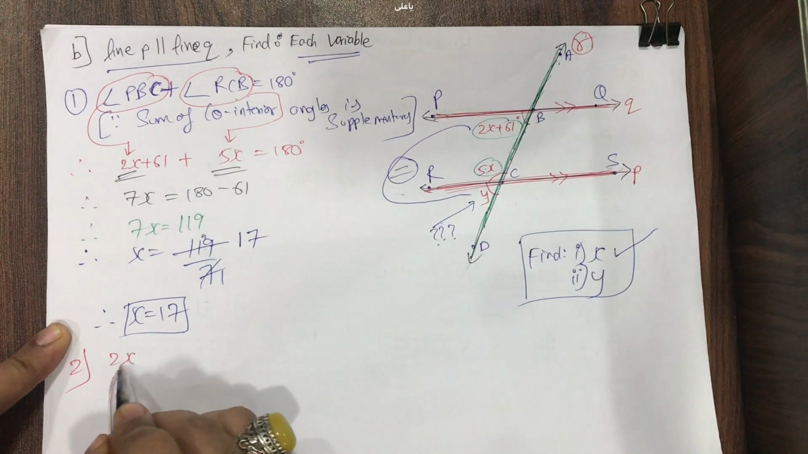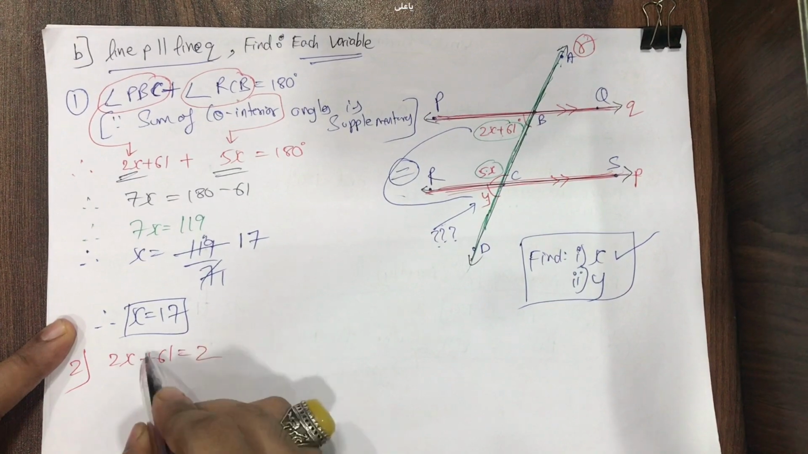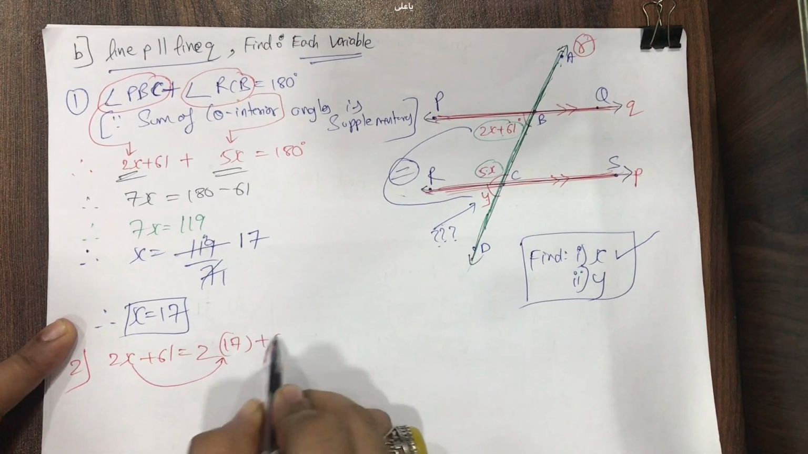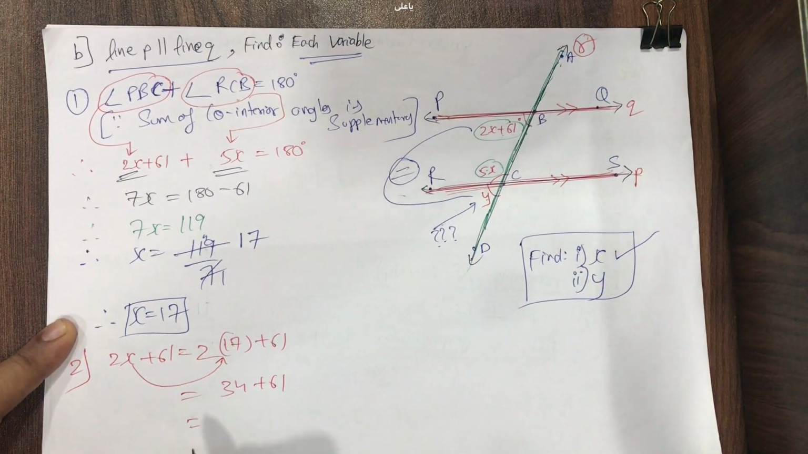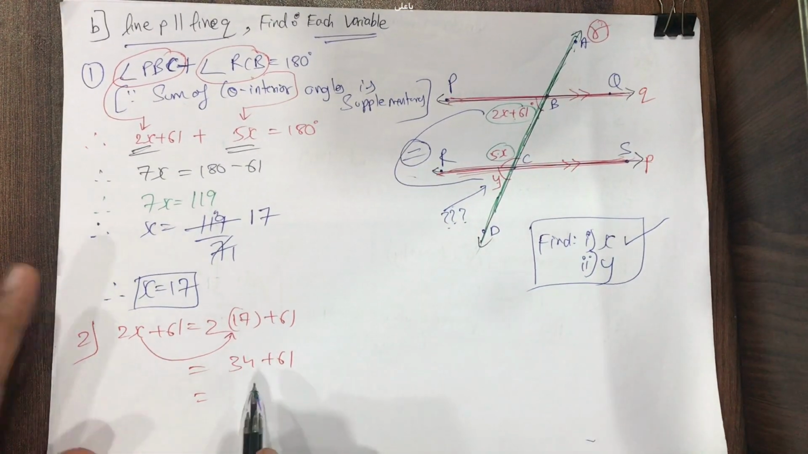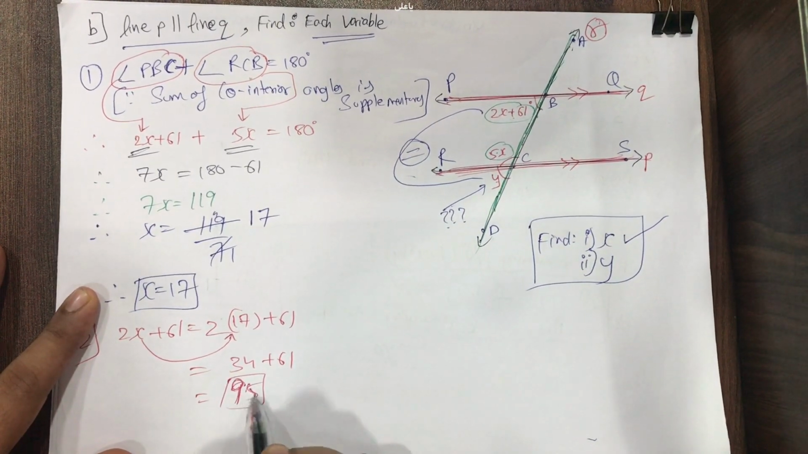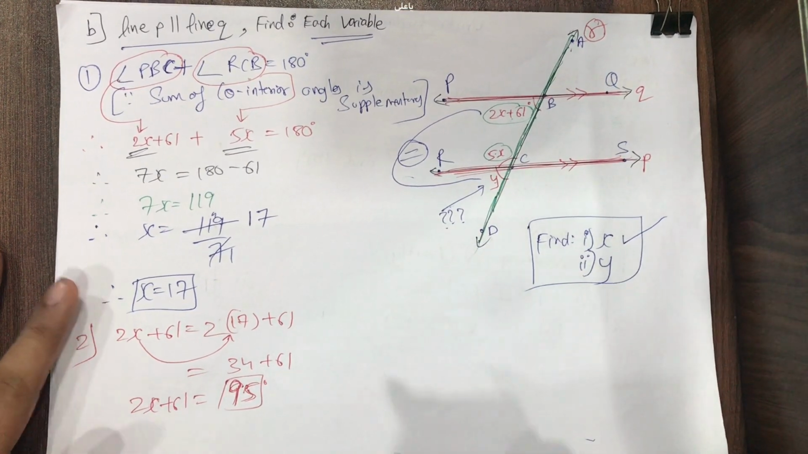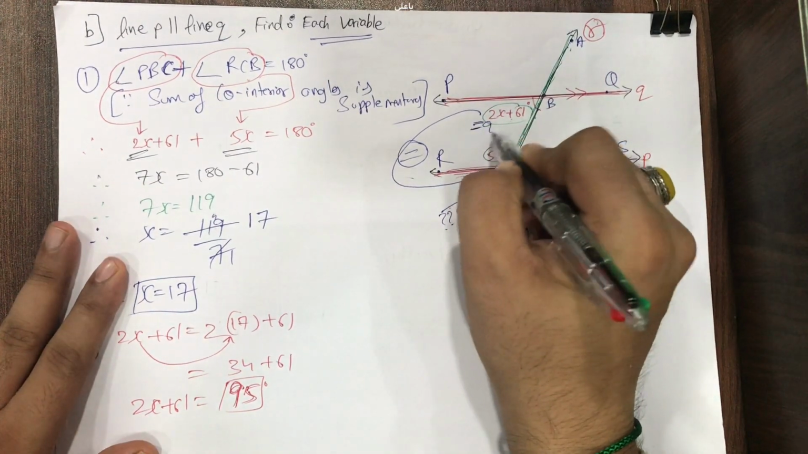So 2x plus 61, 2 as it is. At the place of x, I will write the value of x, which is 17. 2 into 17 plus 61. 17 2s are 34 plus 61, please. So now this becomes 34 plus 61. 4 plus 1 is 5 and 6 plus 3 is 9. So 95 degrees, please. 95 degrees is the value of the 2x plus 61 angle. So I'll go here and update it in the diagram. Don't forget this, 95 degrees.